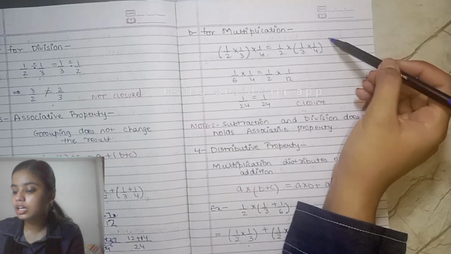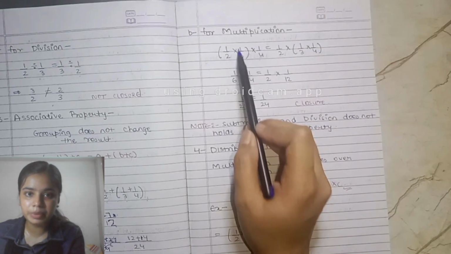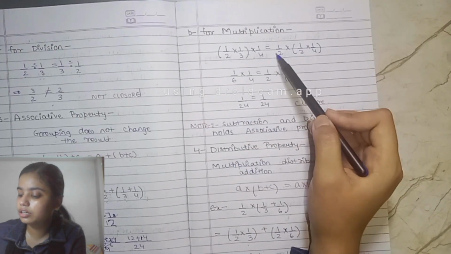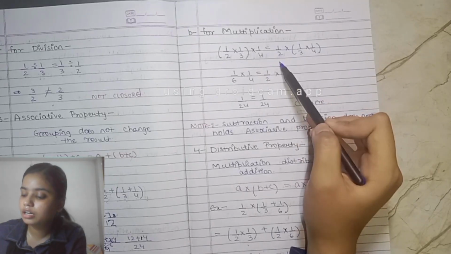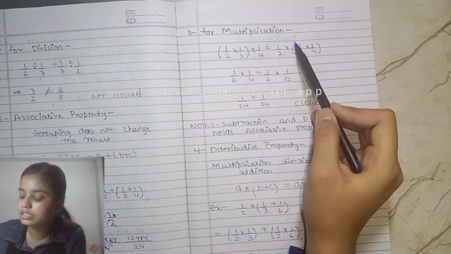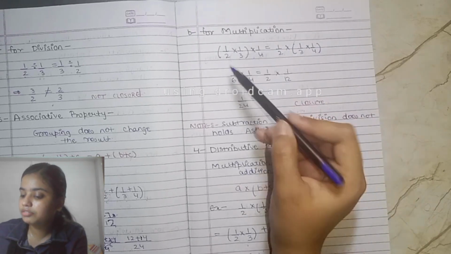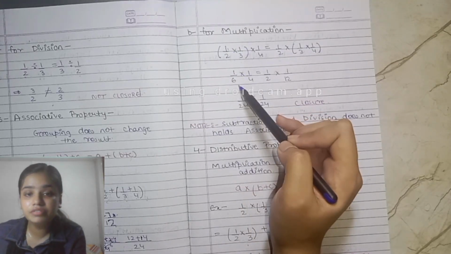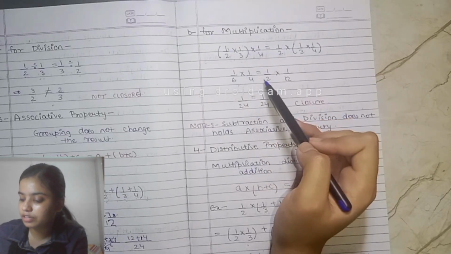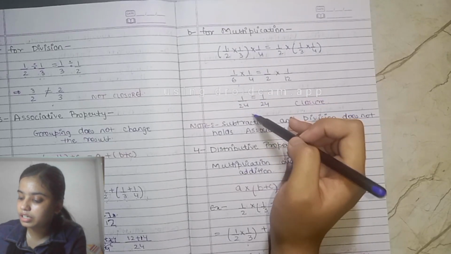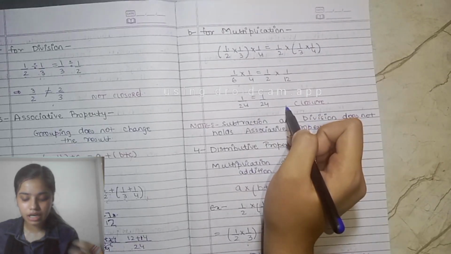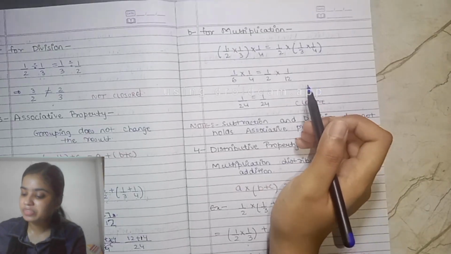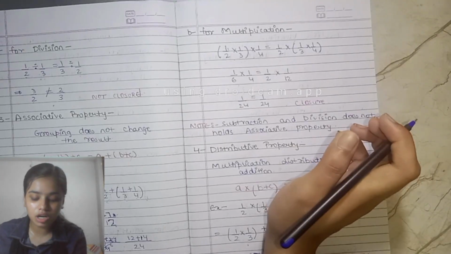For multiplication, 1 by 2 into 1 by 3, first we are going to pair these two and leave the third term, and from next we are going to leave the first term, and we are going to group the second term and third term. Okay, so when we multiply 1 by 2 with 1 by 3 we are getting 1 by 6, and when we multiply 1 by 6 with 1 by 4 we are getting 1 by 24. Similarly will come here. So from here we are going to see that addition and multiplication both will be following associative property, and subtraction and division will not follow associative property.